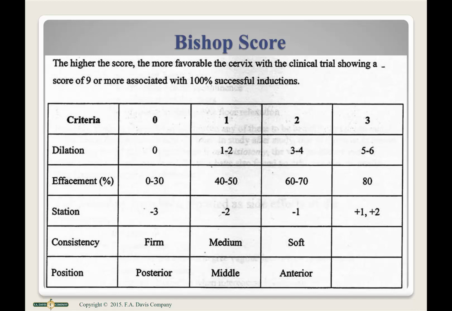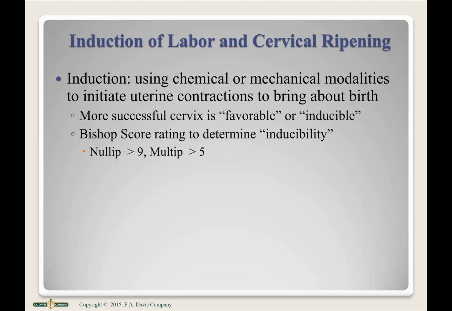So if she's a primip, a first-time pregnant woman, and she got a score of 8, we really want her score to be 9 or above. But 8 is really close. So maybe if we work really hard at convincing her cervix to participate, we could get her to an inducible state. But if she was a multip and got a score of 8, remember, she probably is very inducible or has a very favorable cervix.